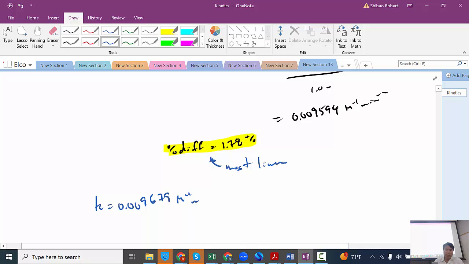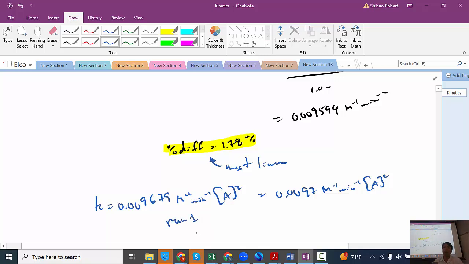Molar to the minus 1, minutes to the minus 1, A squared, second order. We'll round this to the correct number of sig figs, 0.097 molar to the minus 1, minutes to the minus 1, A squared. So essentially the same. This is from run 1, and then we'd repeat it for run 2, because the more data we have, the more convincing our analysis will be.